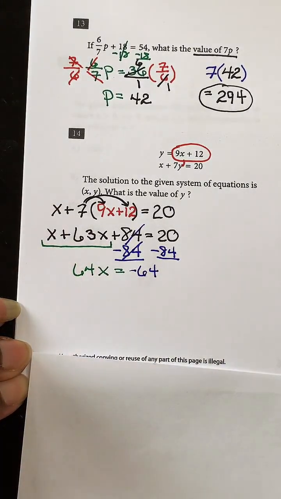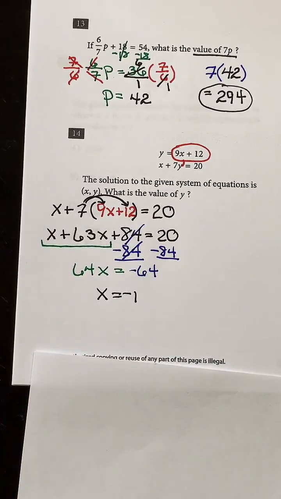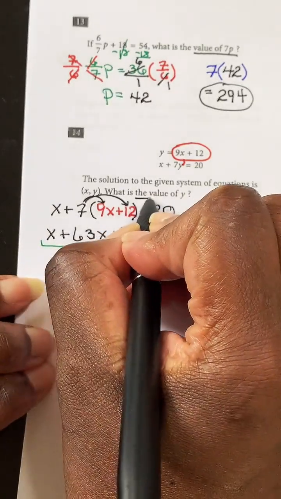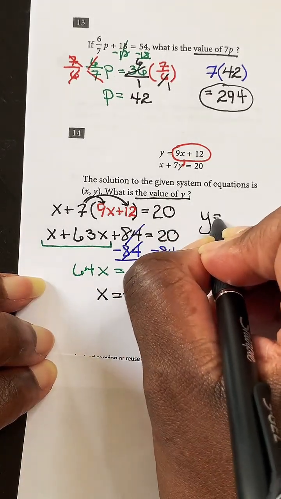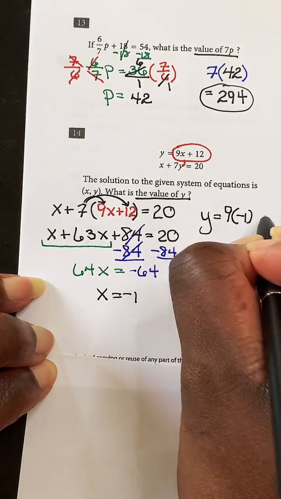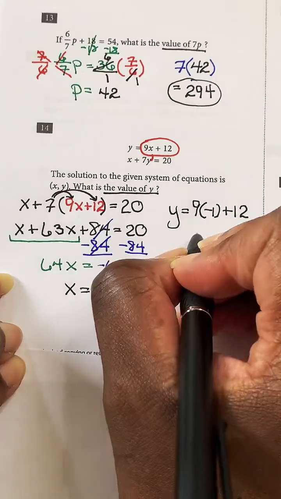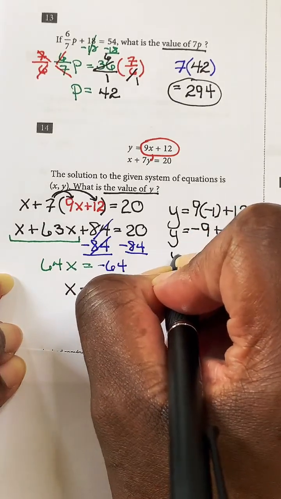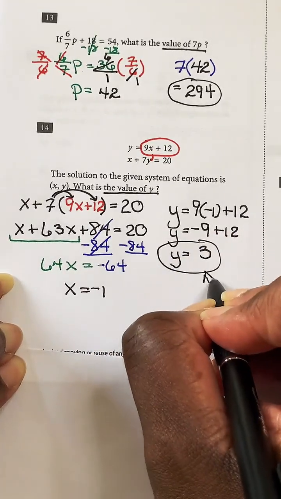So if 64x equals negative 64, that means x has to equal negative 1. But they don't want to know the value of x. They want to know the value of y. Since this top equation is already set up for us, y equals, instead of an x, we can put that negative 1. Nine times negative 1 gives me a negative 9, plus 12. So that will give me a whopping 3. This is your answer.